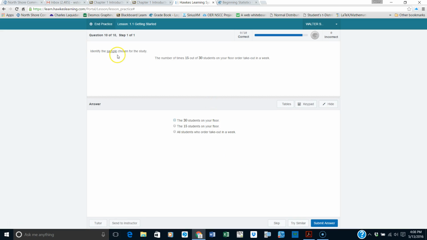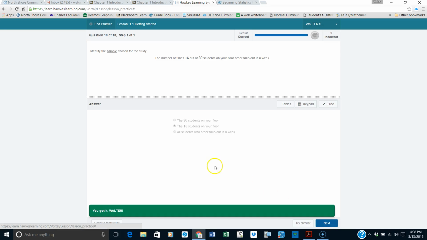We want to identify the sample chosen for the study. So the number of times 15 out of 30 students on your floor order takeout in a week. So the sample is the group out of the entire number. So we have 15 out of 30. So we have a sample of 15 students who order takeout. So the sample will be the 15 students out of the 30 chosen. Okay, and we're good.